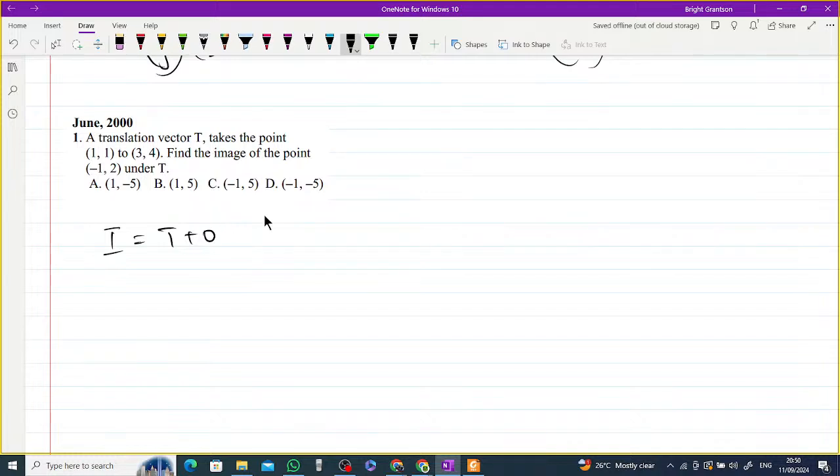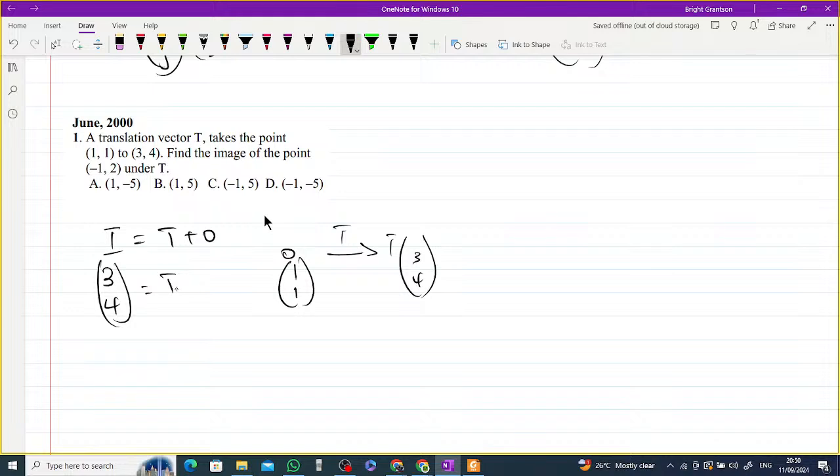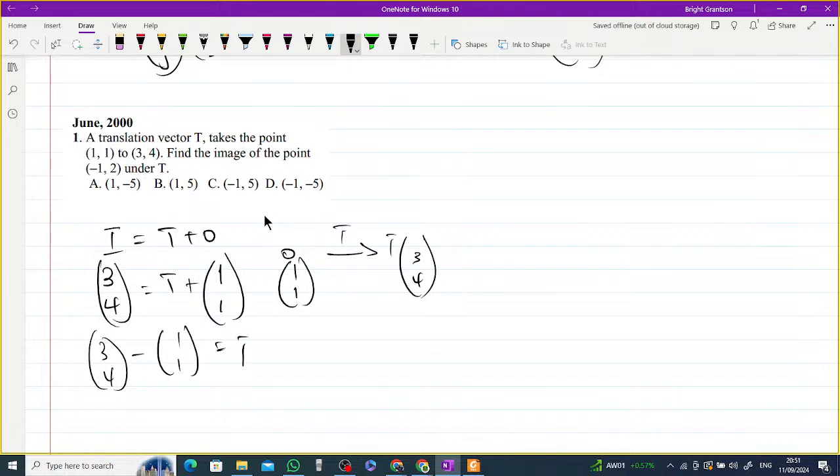But this one is a translation vector. The translation vector T makes the point (1, 1) go to (3, 4). So it has translated the object through a translation vector to an image. The image is (3, 4). It equals the translation vector plus the object (1, 1). If you want to make T the subject, it's (3, 4) minus (1, 1). So 3 minus 1 is 2, 4 minus 1 is 3. So this is the translation vector.